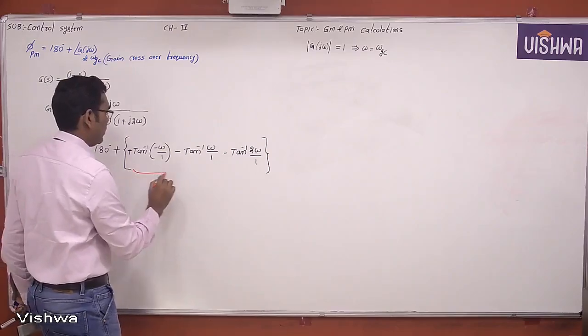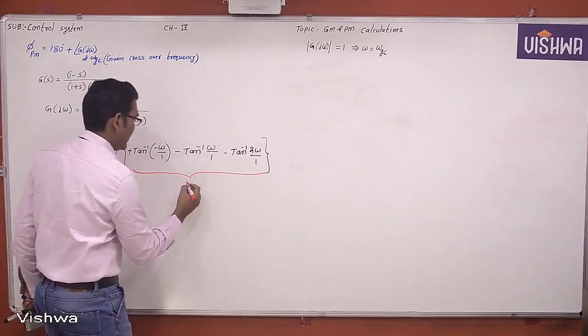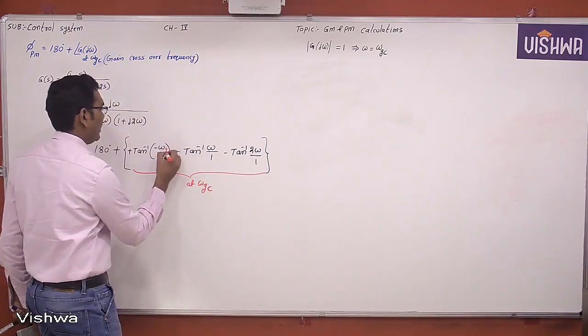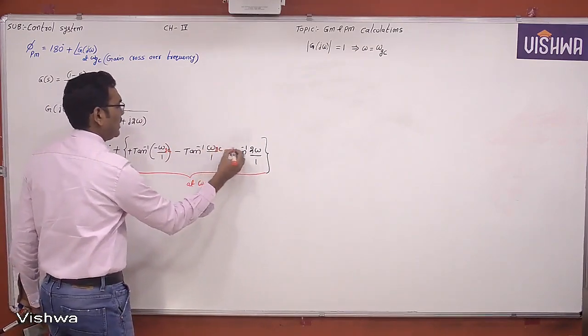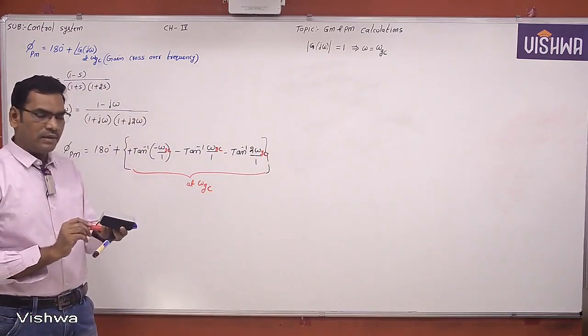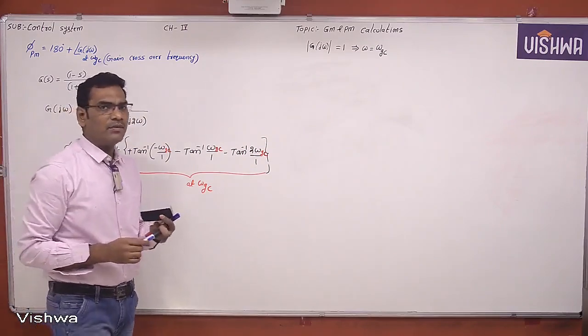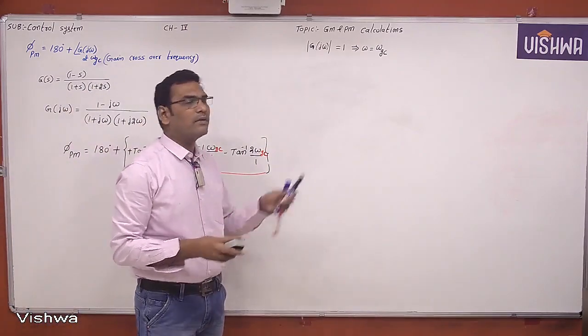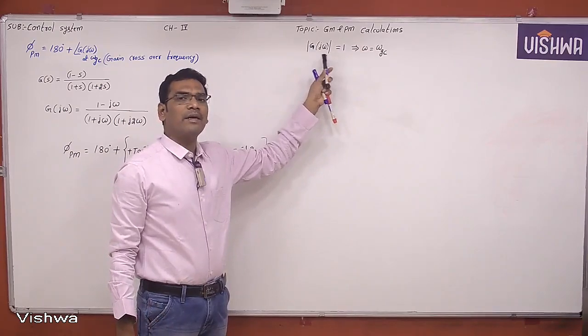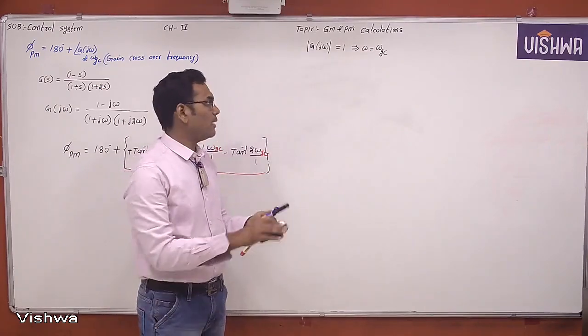This is the angle of open loop transfer function at gain crossover frequency, at omega gc. But what is the gain crossover frequency? A gain crossover frequency is the frequency at which the magnitude of open loop transfer function is equal to 1.